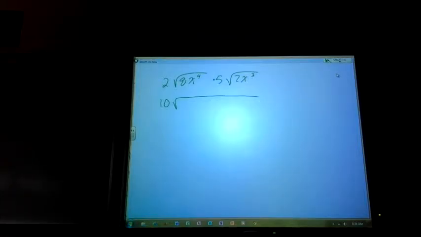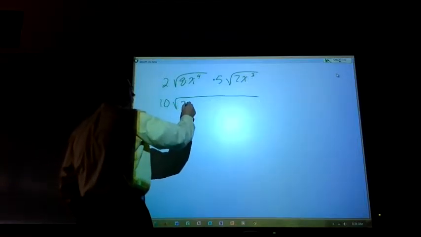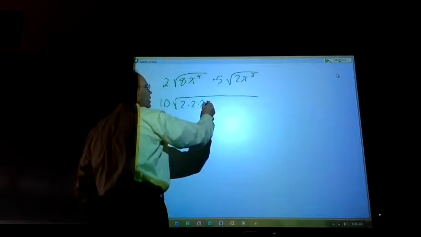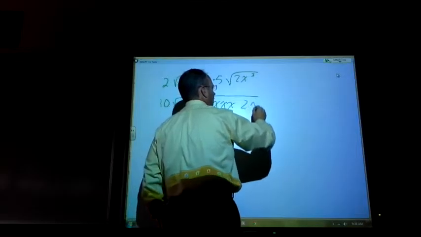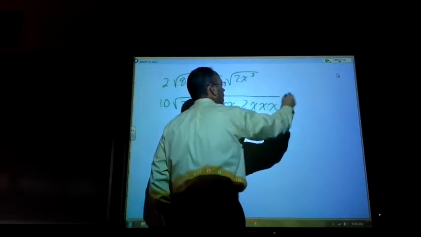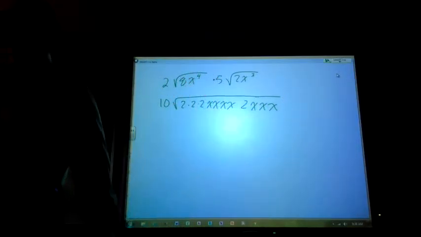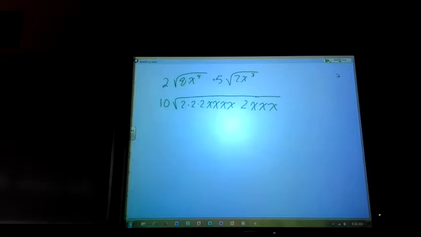So now let's break down things. I know that 8 is the same thing as 2 times 4, which is the same thing as 2 times 2 times 2. X, X, X, X. Then I have another 2. X, X, X. Hey, why do you think I do it this way? Yeah, so make sure everything is lined up so you don't make a mistake.